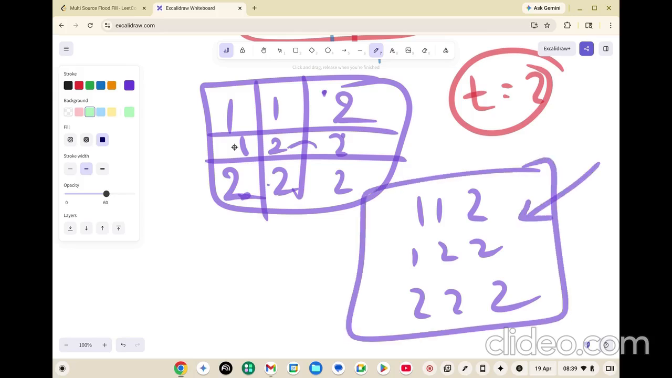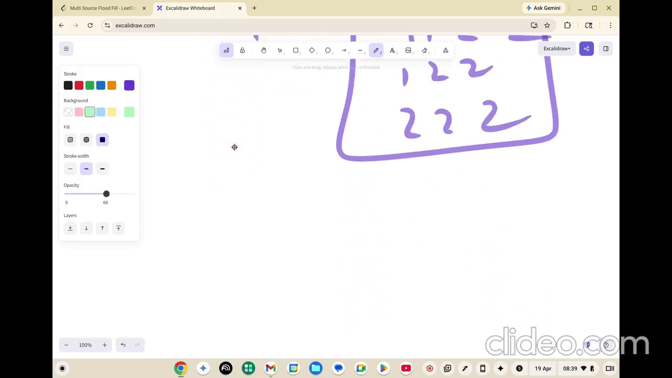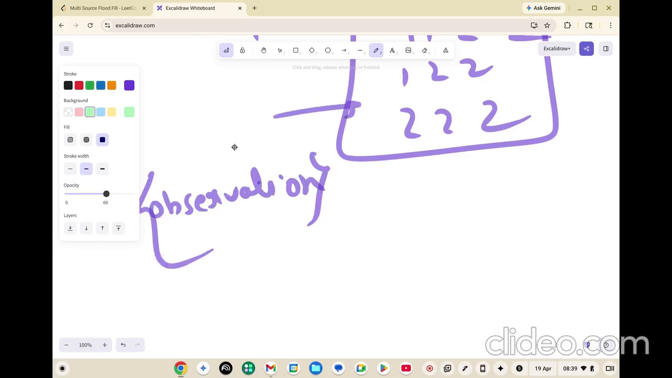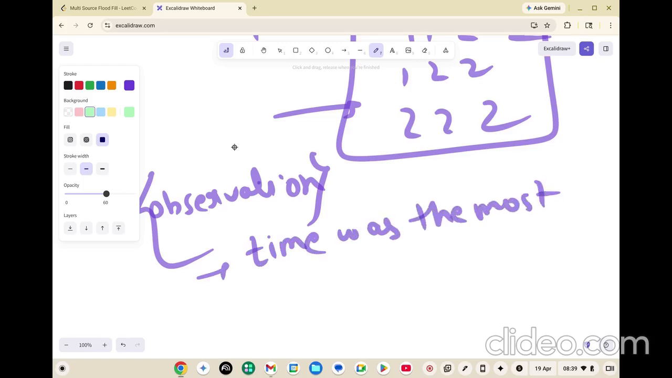Now let's look at the solution, or let's first think of the solution, right? What are the observations that you got while you saw this test case? The first observation you got was that time was the most important thing. What does this mean? First of all, you need to understand this is near about a graph problem, right? And we are somehow thinking of which cell will be colored at what time, right?